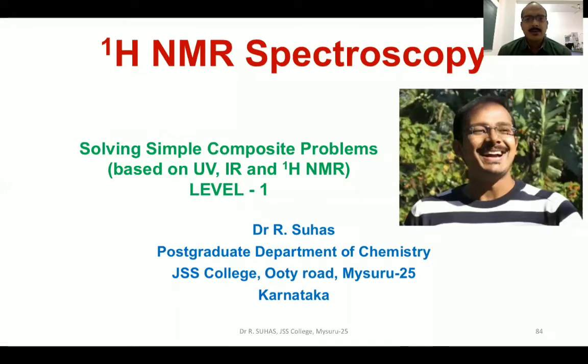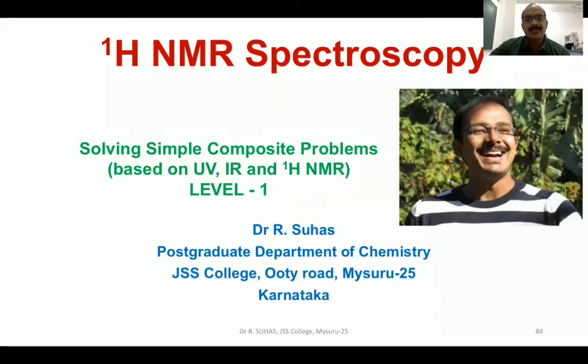Hello everyone. In this lecture, we are going to learn about solving some simple composite problems involving UV, IR and 1H NMR, and hence I am calling this level 1 problems. Whereas level 2 problems involve UV, IR, 1H NMR along with C13 NMR and mass. They'll be called complete composite problems, but for the time being, as far as level 1 is concerned, we shall mainly deal with UV, IR and 1H NMR. That means these are the problems which will involve the data from UV, IR and 1H NMR.